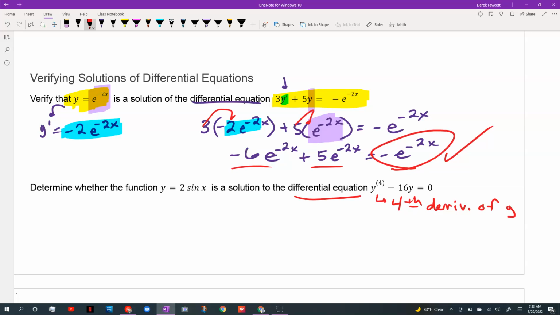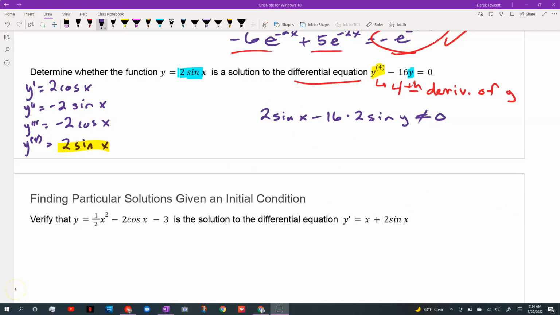So try this one on your own. Pause the video, try it, and then come back and see how you did. So we should have, when we go through and find these derivatives, that the fourth derivative is going to be 2 sine of x.